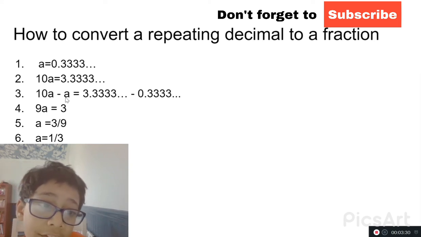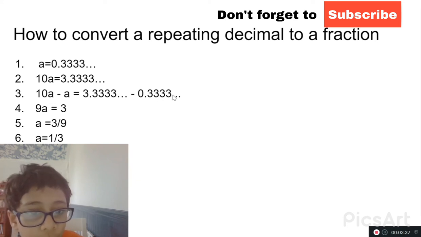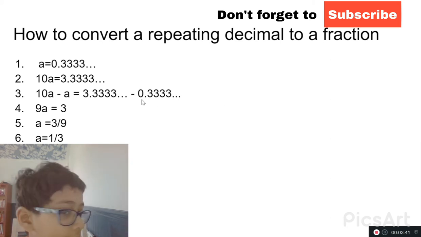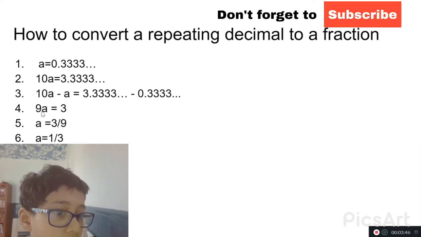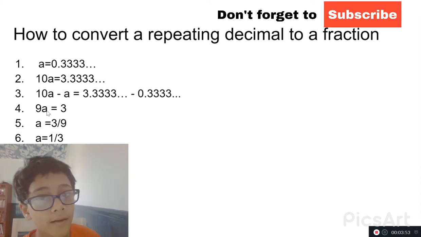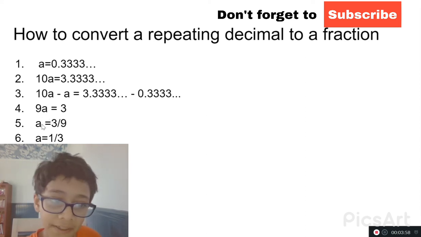Now 10a minus a, or 3.3333, so on, minus 0.3333, so on and so on, is equal to 3, just 3, and that is 9a. So 9a is equal to 3. So now we have to divide 9a and 3 by 9. So 9a divided by 9 is a, and 3 divided by 9 is 3 over 9.